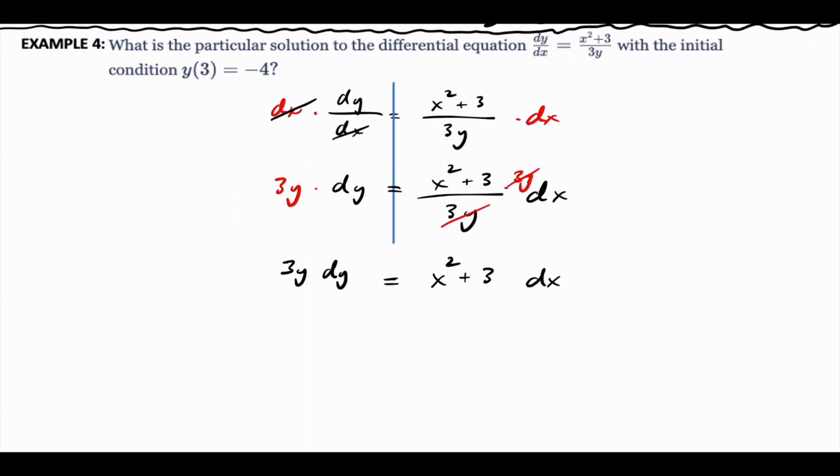So the only thing that doesn't have an x or a y is the 3. That's a constant. Leave it to the right. Leave it with the x's. So if it's a constant, just leave it with the x's. Okay. Next step. Antiderivative.